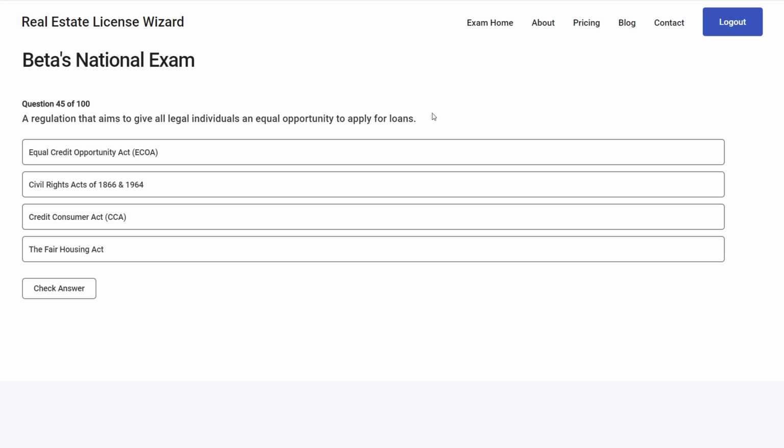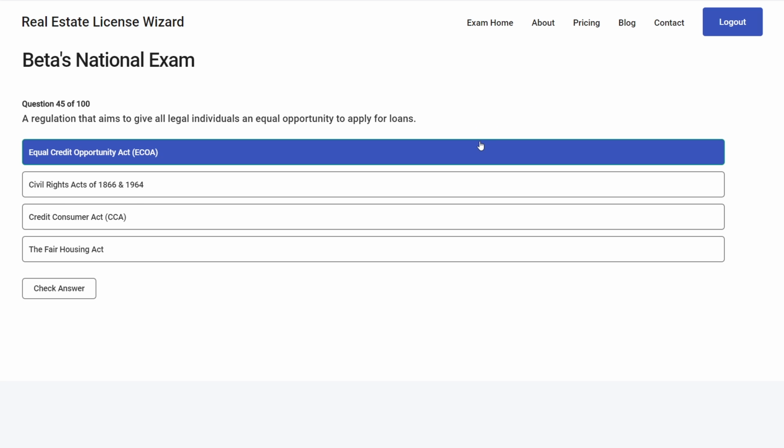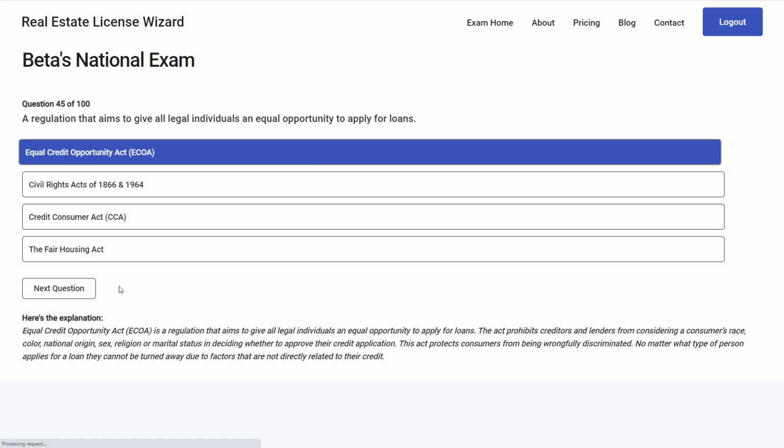So if you're not familiar with it, you might be thinking it's this one, or even this one. If you don't know, you're going to have to guess on this one. The correct answer for this one is the Equal Credit Opportunity Act. This is one of those ones you just have to understand what they're talking about. Basically, the Equal Credit Opportunity Act is a regulation that aims to give all legal individuals an equal opportunity to apply for loans.